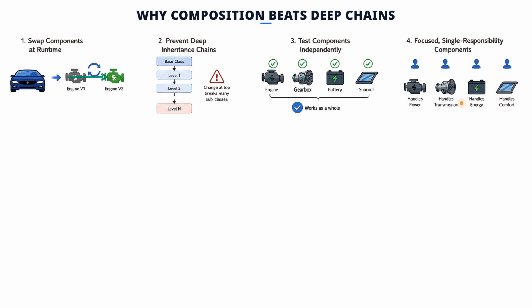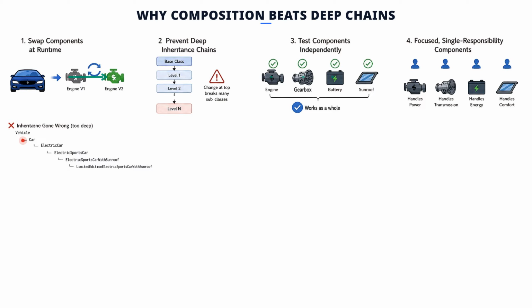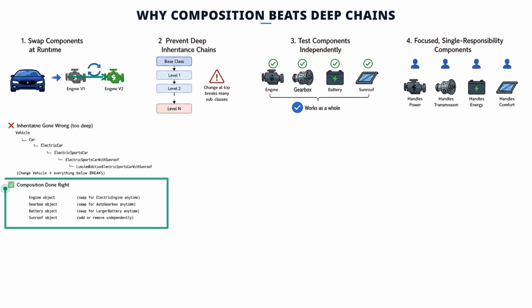To really see the danger of getting inheritance wrong, let's focus on this top left section labeled Inheritance Gone Wrong. We see a classic fragile base class problem. A vehicle becomes a car, which becomes an electric car, then an electric sports car. It just keeps going deeper. If you change a fundamental property up here in the vehicle class, every single specific model below it might break entirely. But now, look right below that at composition done right.